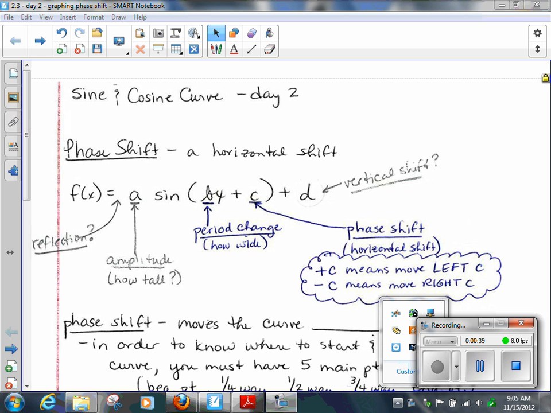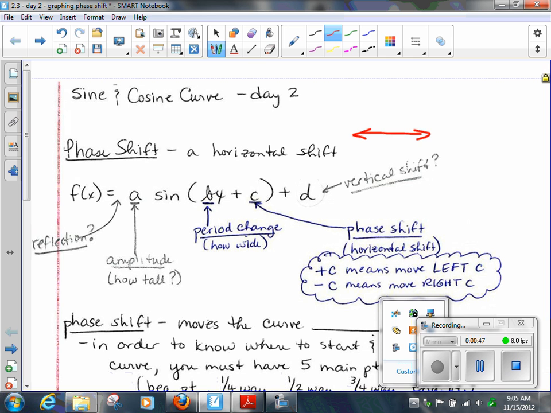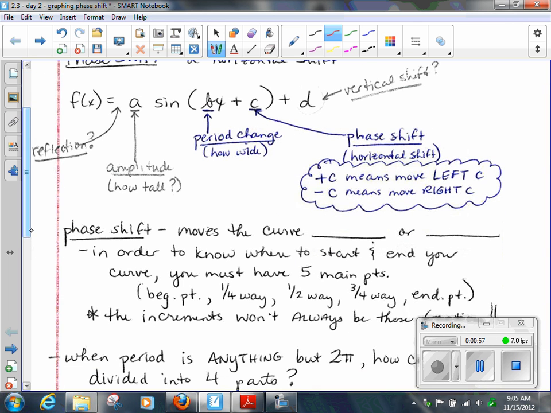So, phase shift. Phase shift is a horizontal shift, folks. Now we're going to take the graph along the x-axis and move it, okay? This means, and you can tell here, we are concentrating on this right here, that whole quantity. This is the difference.